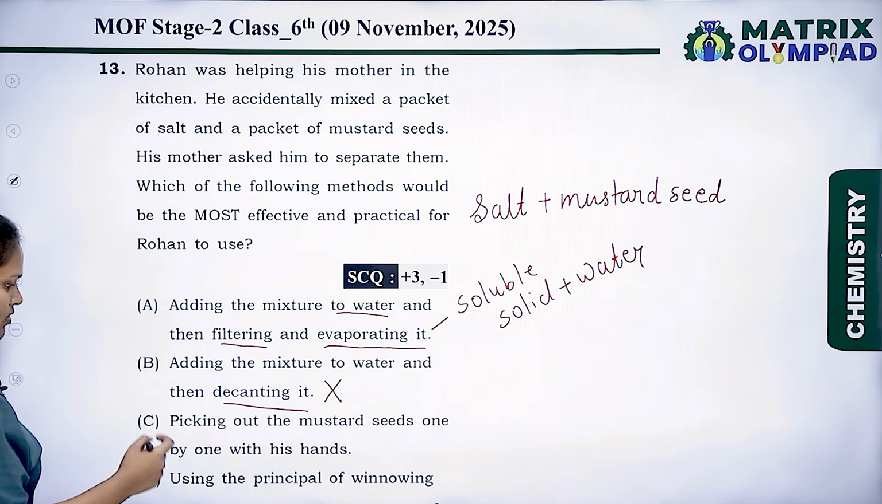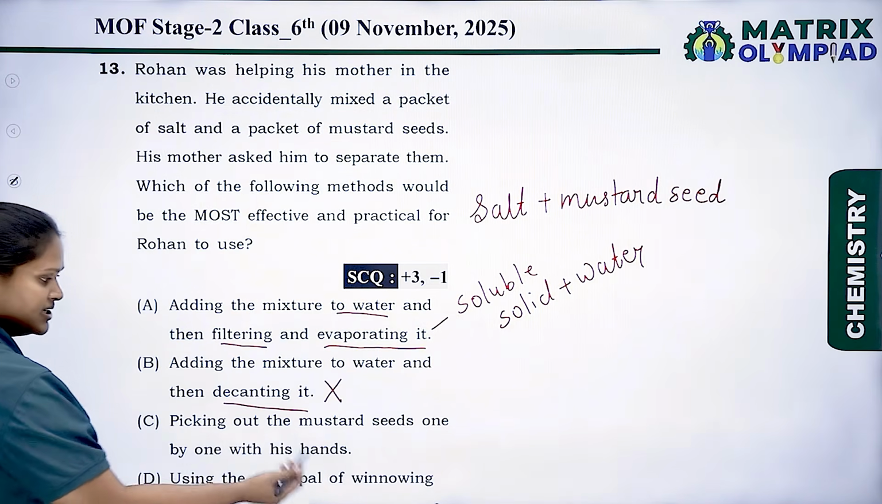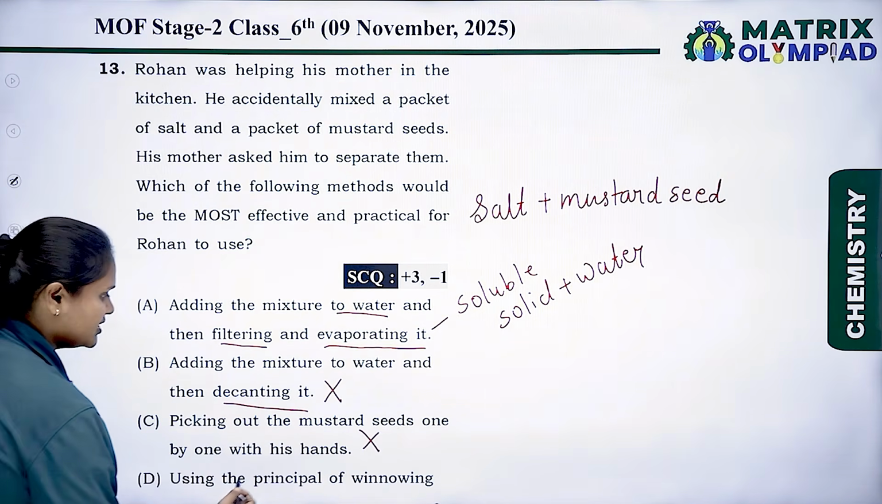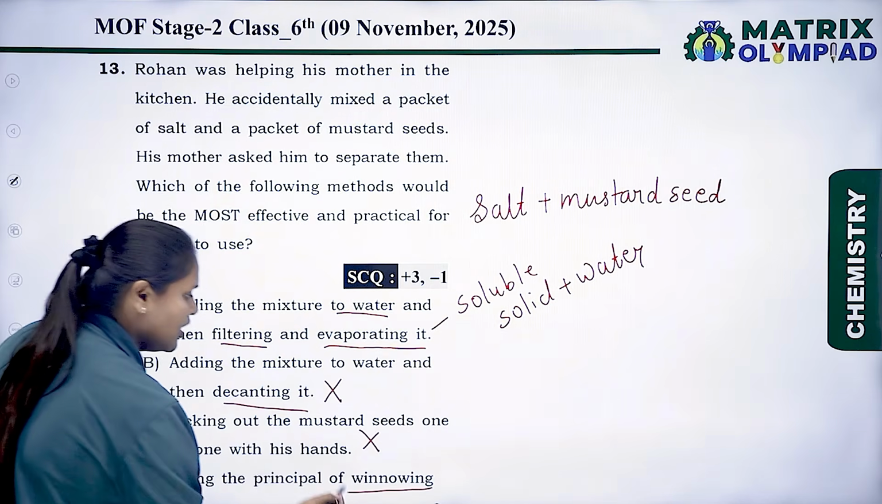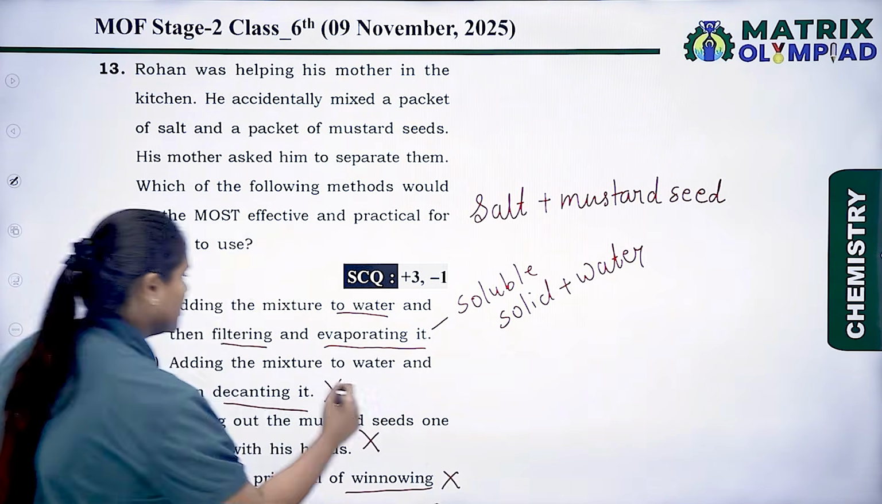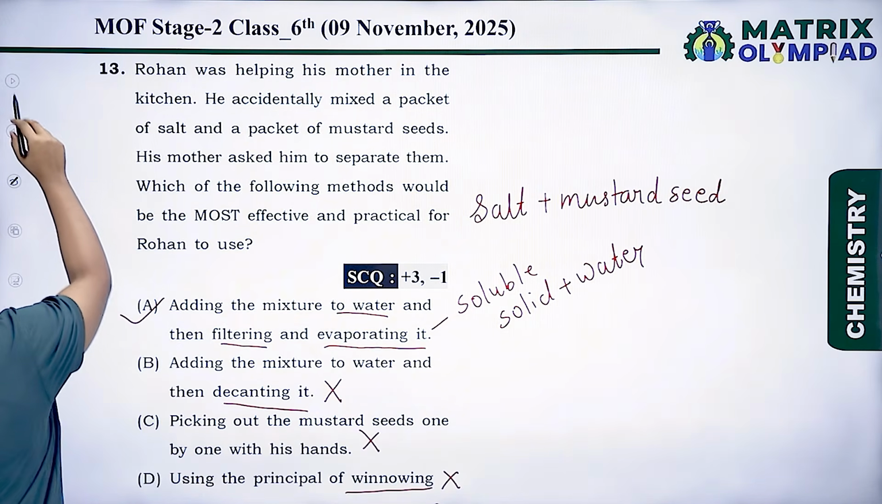So option B is wrong, and option C, picking out the mustard seeds one by one with his hand, is impossible. And option D, using the principle of winnowing? No, winnowing is done with the help of wind. So the correct option is option A. Now come to the next question.